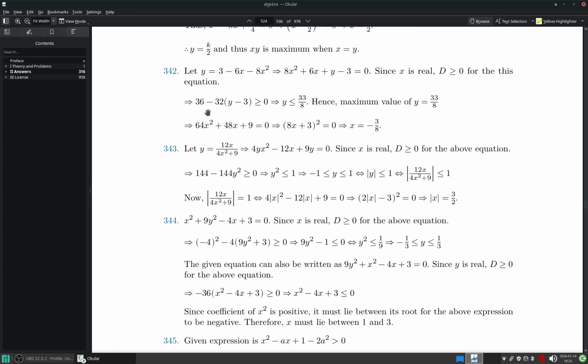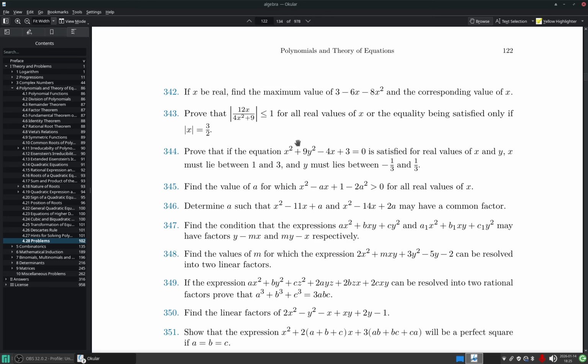So we compute the discriminant. It is 36 minus 32 into y minus 3. So y is less than or equal to 33 by 8. So the maximum value of y would be 33 by 8. We substitute this value in the original equation. We get 64x square plus 48x plus 9 is equal to 0. So from that we get x is equal to minus 3 by 8.